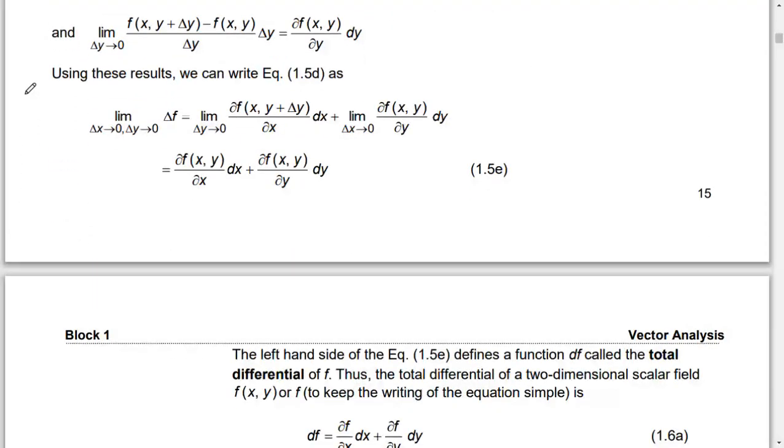Using this result, we can write equation D as limit delta x tends to 0, delta y tends to 0, delta f equals limit delta y tends to 0, delta f of x, y plus delta y by dx into dx plus limit delta x tends to 0, delta f of x, y by delta y into dy, equals delta f of x, y by delta x dx plus delta f of x, y by delta y dy.